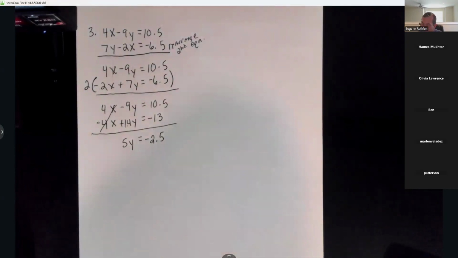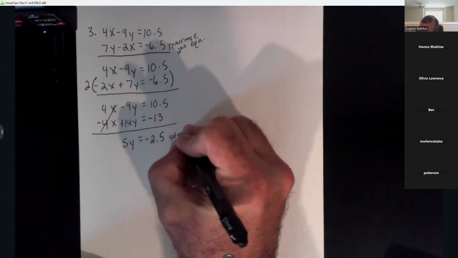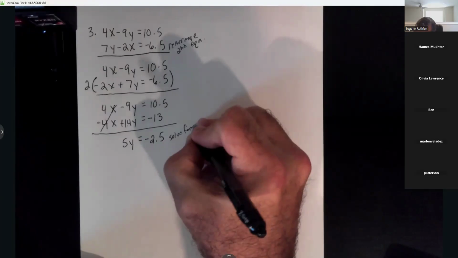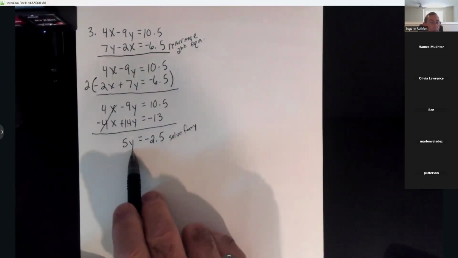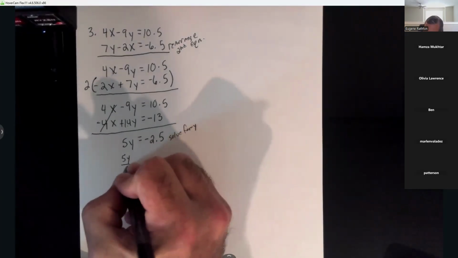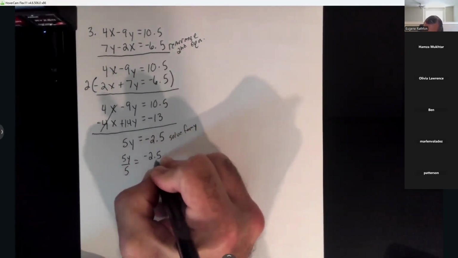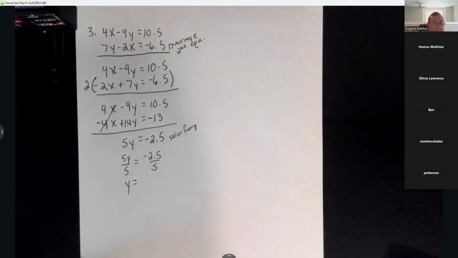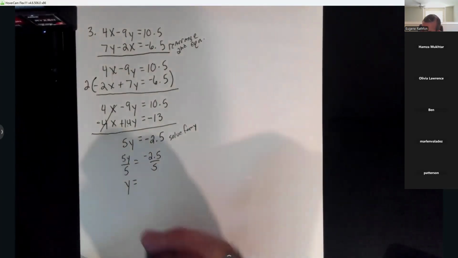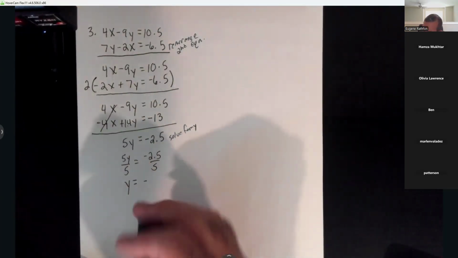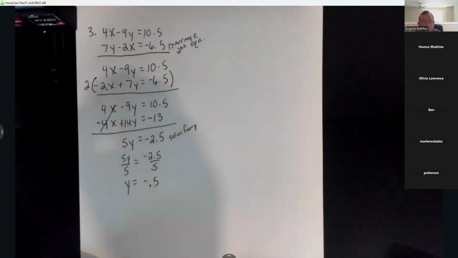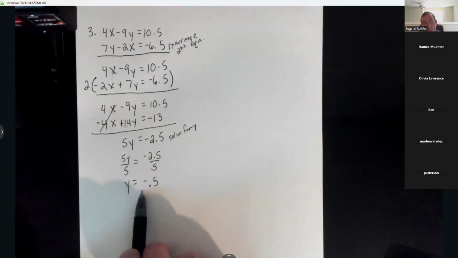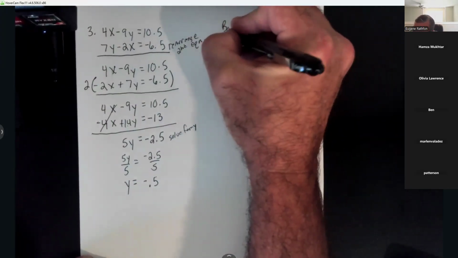All right, now we're at the point where we're going to solve for y. So to solve for y, we're going to divide both sides by 5. When that cancels, we get 1y. All right, what do we get? Negative 2.5 divided by 5 is what, a negative, what do you got there, 0.5? Perfect. All right, now we know what y is, so now we get to back substitute.